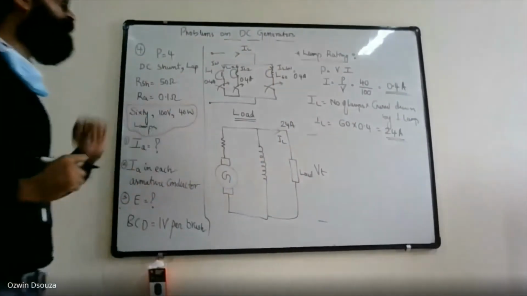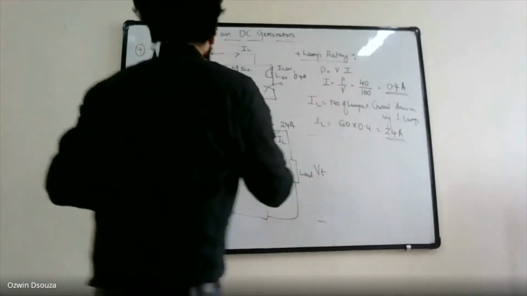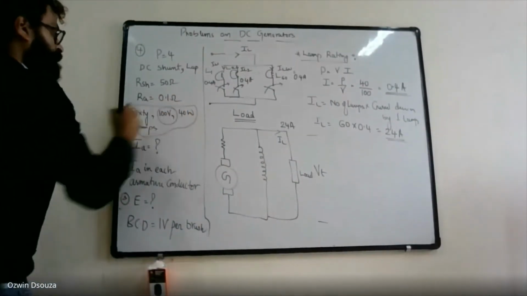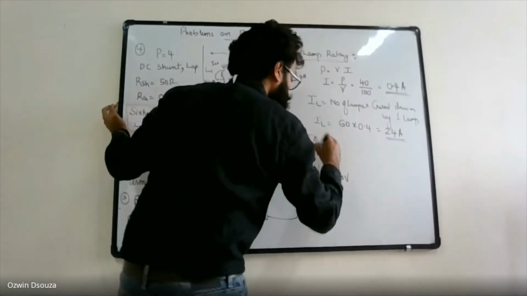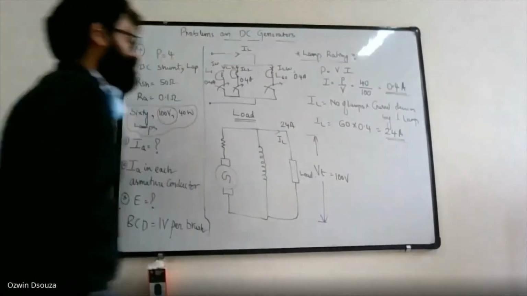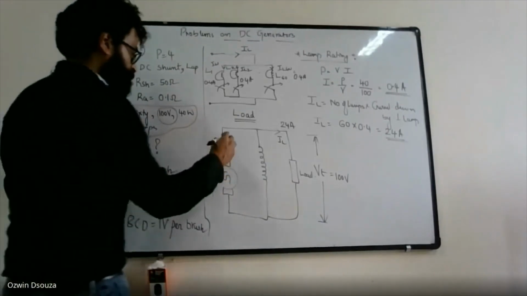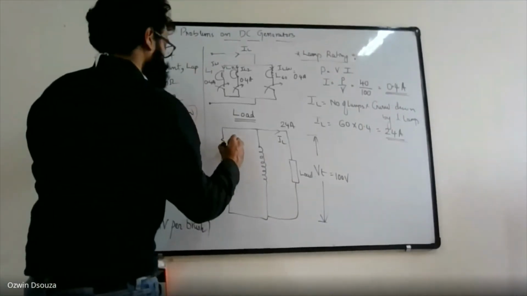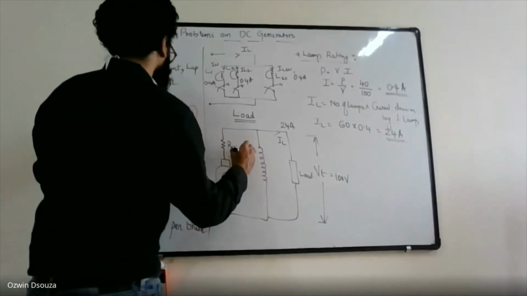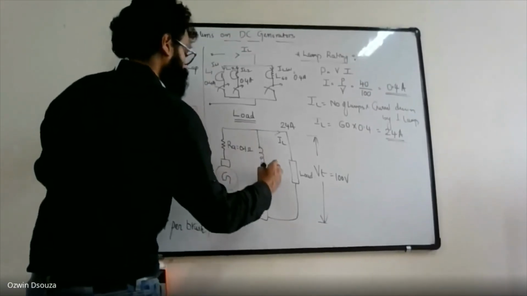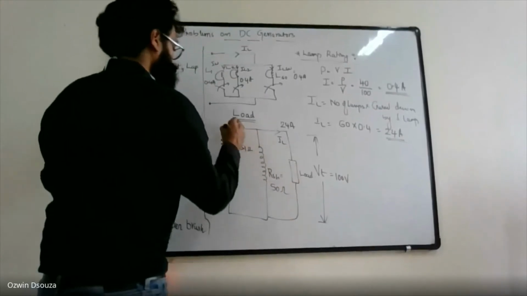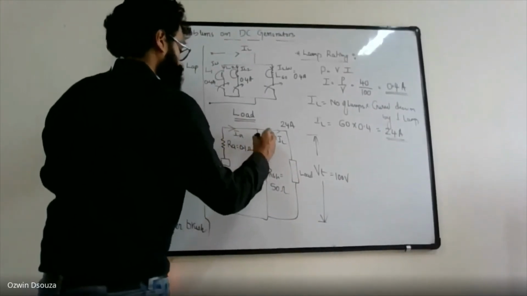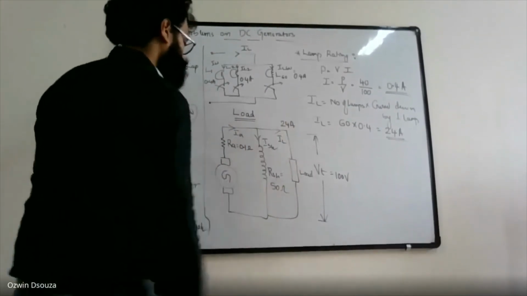What is the terminal voltage of the lamp? 100 volts. So terminal voltage is 100 volts. And then you can write down RA. RA is equal to 0.1, RSH is equal to 50. This is IA. This is ISH. Right.